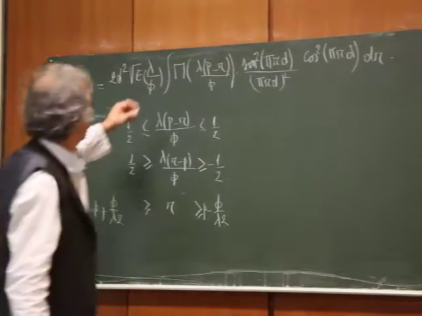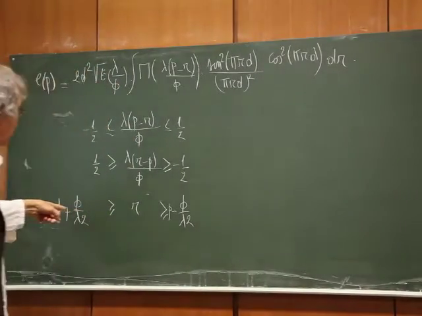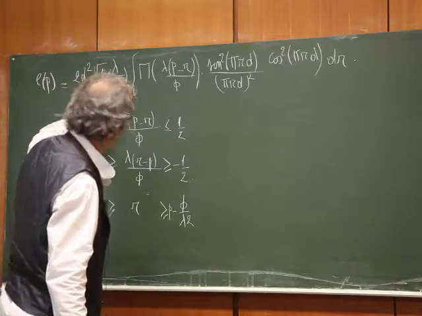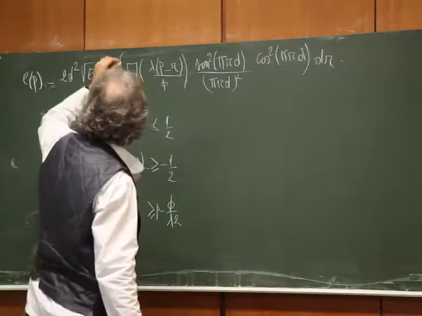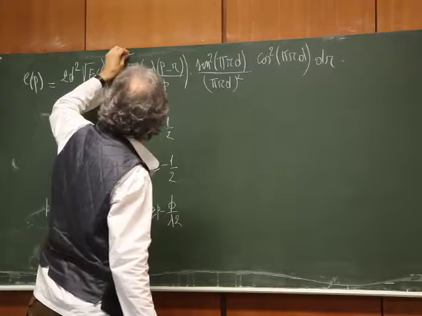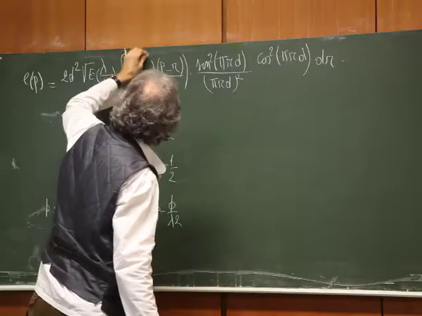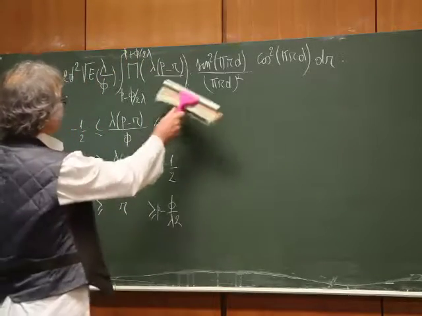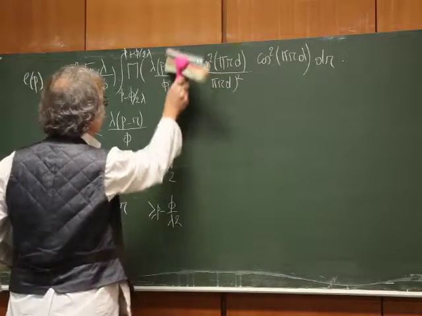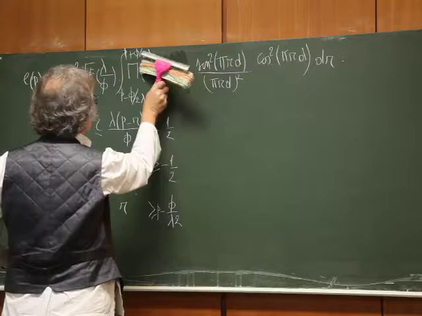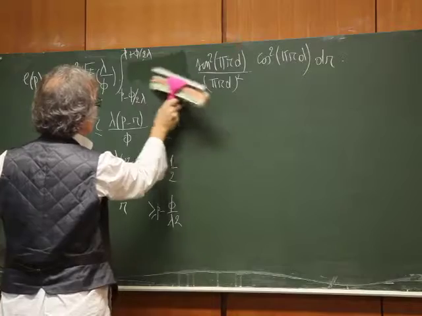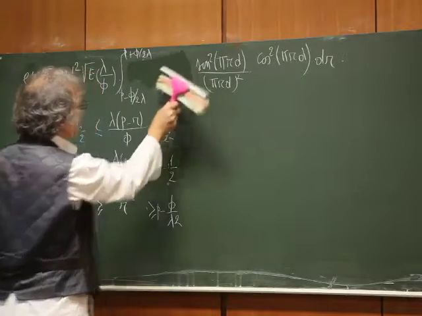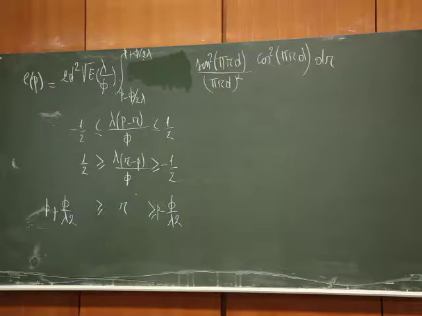Okay, now, if this is correct, so I should go from p minus phi over 2 lambda, and here to p plus phi over 2 lambda. Okay? And what I do, I just remove this. Okay? And well, we find the same result as here. You see?